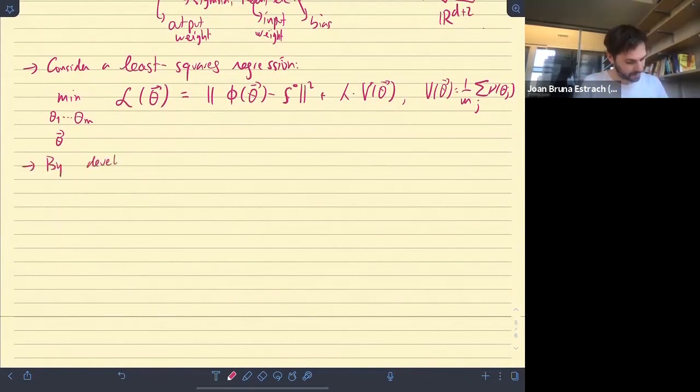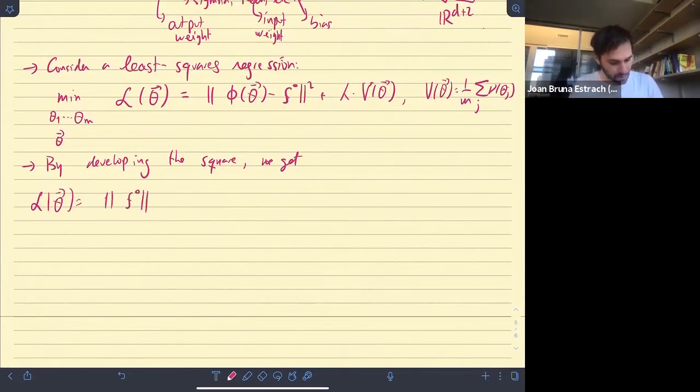By developing the square, by expanding the square, what we get is that this loss of theta, if I expand things around, I get this is the norm of the function.